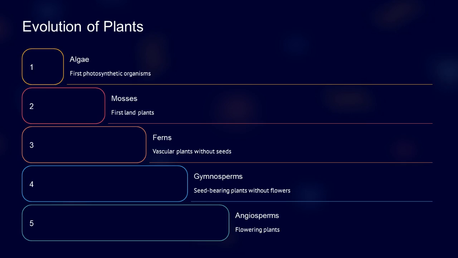The evolution of plants began with algae, the first photosynthetic organisms. Mosses were the first land plants, followed by ferns, which are vascular plants without seeds. Gymnosperms, seed-bearing plants without flowers, came next. Finally, angiosperms, or flowering plants, evolved.